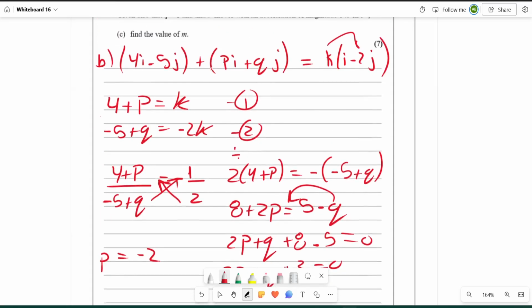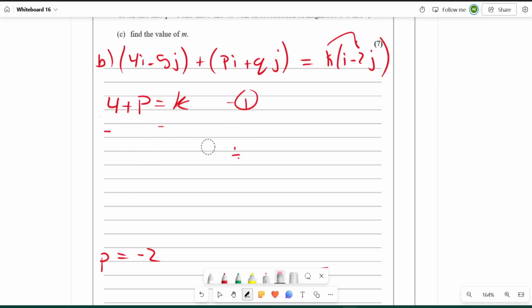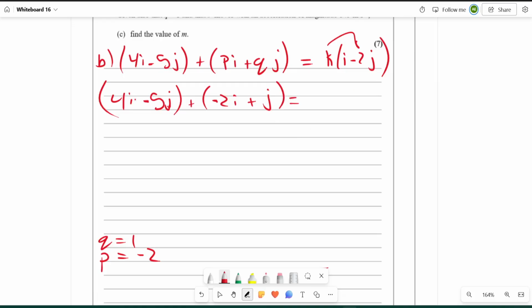So let me erase all of this, I don't need it, and let's continue from the top over here. I know that p is negative 2, q is 1. So 4i minus 5j plus negative 2i plus j is going to equal 4 minus 2, which is 2i. Negative 5 plus 1 is minus 4j, and that is going to be my vector r.